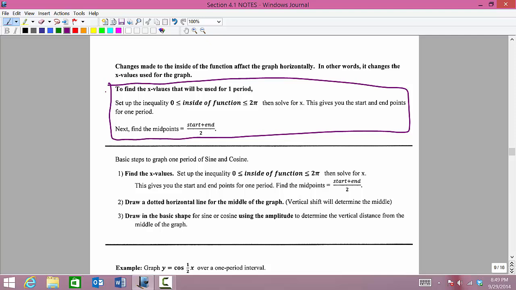And we will find the x values by first putting the inside of the function between the values 0 and 2 pi. 0 and 2 pi are the original start and end of the basic graphs of sine and cosine. We will put the inside of the functions, whatever changes are made to the inside, in between 0 and 2 pi, and then we will solve for x. And this will give us the new start and end points for that one period. Then we will find the midpoints and separate our graph into 4 equal segments.